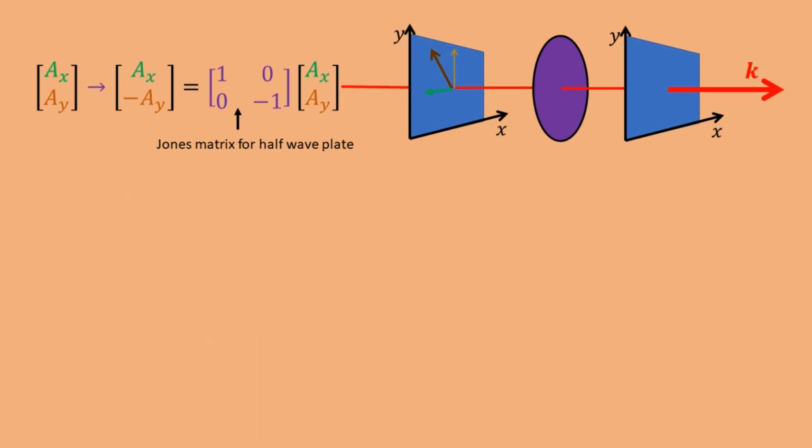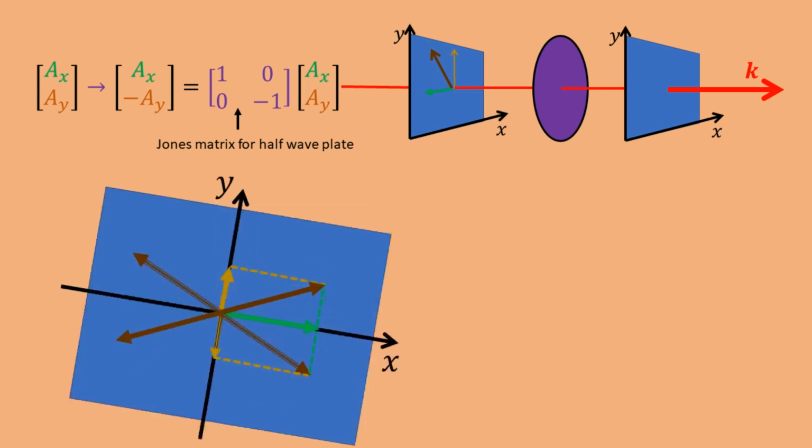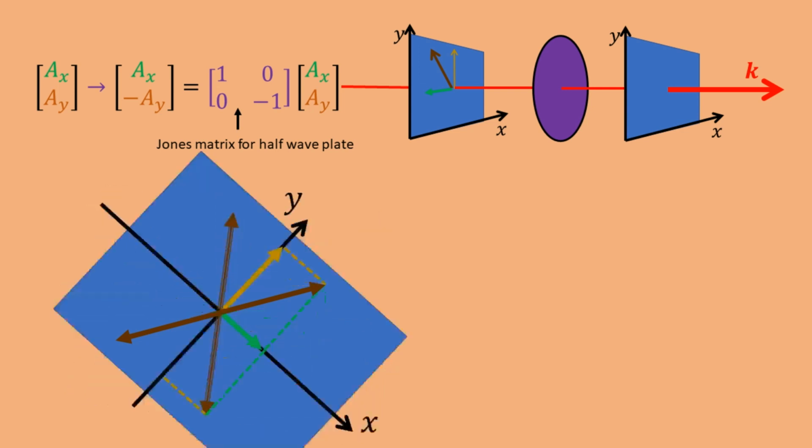The matrix for a half-wave plate tells us that the sign of the y component is flipped. So if we draw the vector with the flipped y component, we see that the vector is mirrored in the x-axis. If we rotate the wave plate, the mirror axis is rotated, so the resulting polarization vector is also rotated. And this is what a half-wave plate can be useful for. It can be used to rotate the polarization direction of linearly polarized light without any loss of intensity.